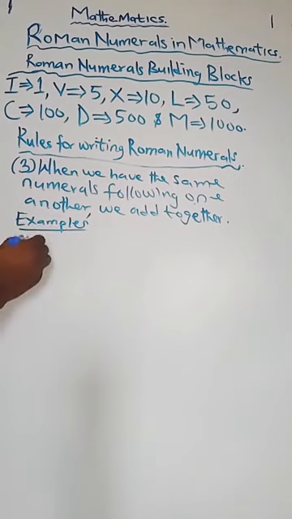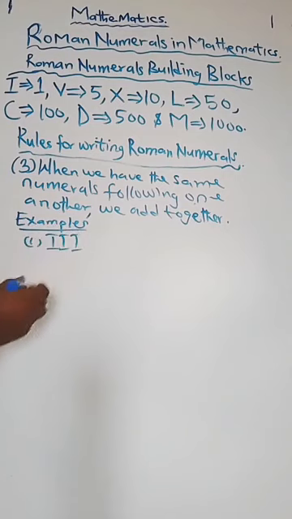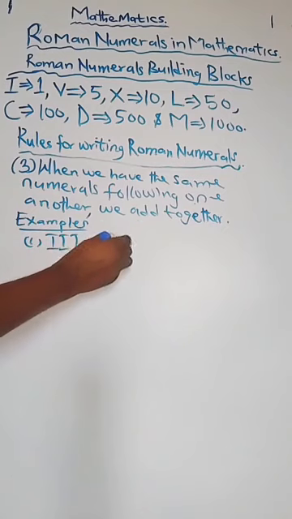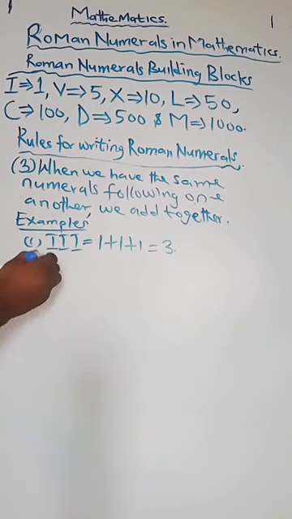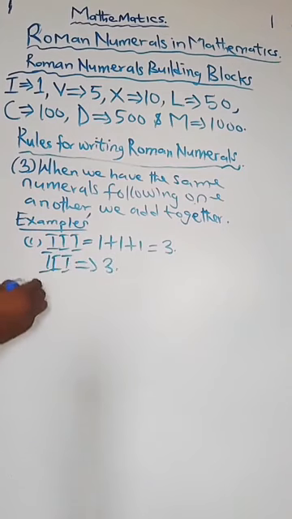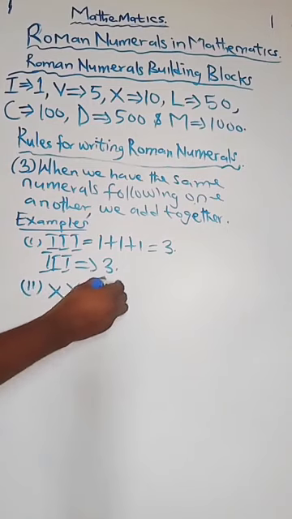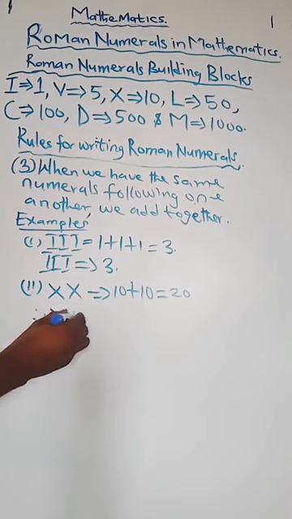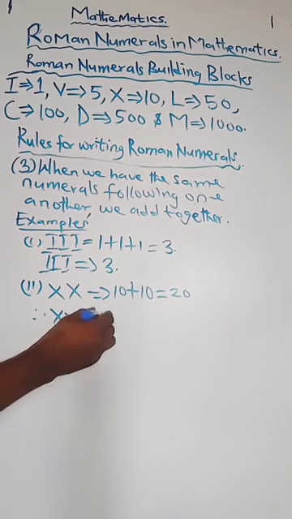Let's say you have III. All of them, they are the same. They are not bigger than one another. So in this case, what we do is to add them together. So it will now be 1 plus 1 plus 1. That is 3. So III is 3. Let's look at one more. Let's say you have XX. X is 10, and they are the same. What do you do? You add together. That is 10 plus 10. So 20. Therefore, XX is equal to 20.